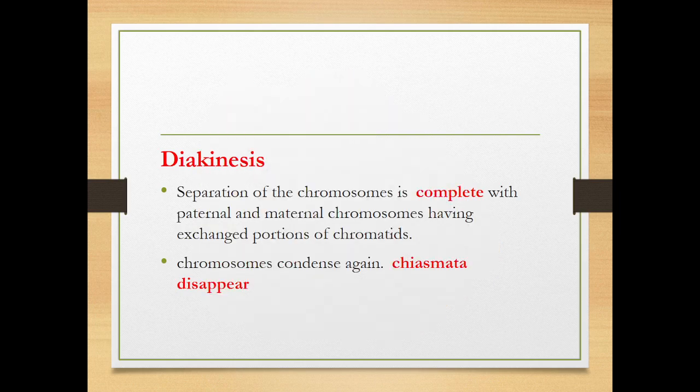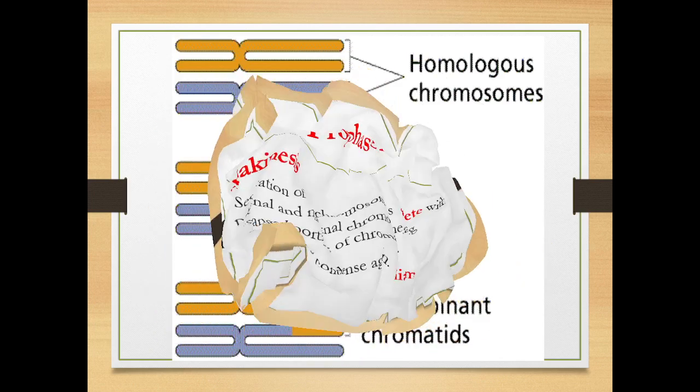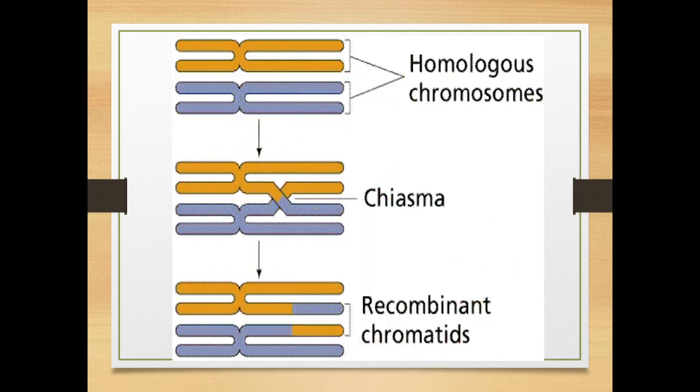Then the last one is diakinesis. This is where the separation is complete, with the paternal and the maternal chromosomes having exchanged portions of chromatid, and normally at this stage the chromosome condenses again, and the chiasmata disappear. That's for prophase 1, and this is the chiasmata.